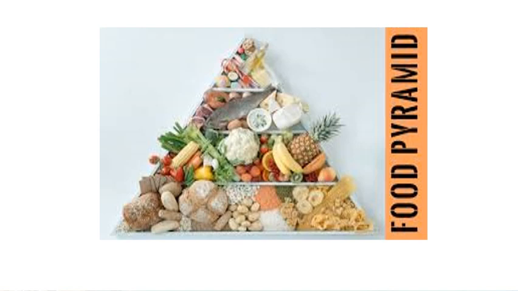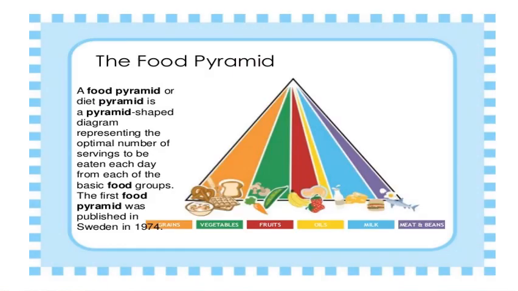The last objective of our lecture for today is to understand the food pyramid. Food pyramid, first published in Sweden in 1974. A food pyramid or a diet pyramid is a pyramid-shaped diagram representing the optimal number of servings to be eaten each day from each of the basic food groups: grains, vegetables, fruits, oils, milk, meat, and beans.